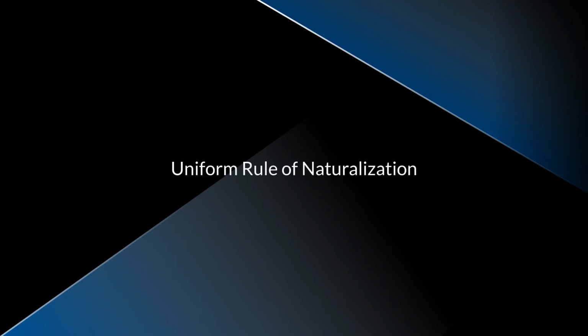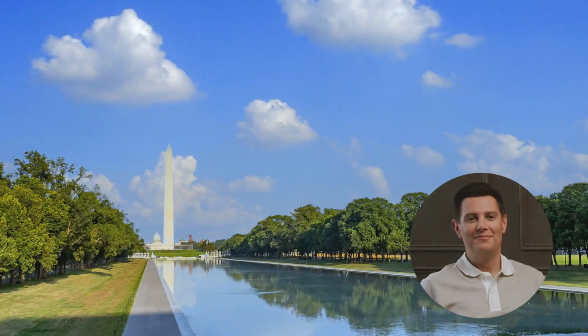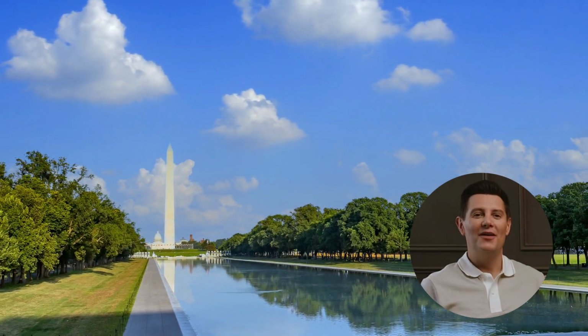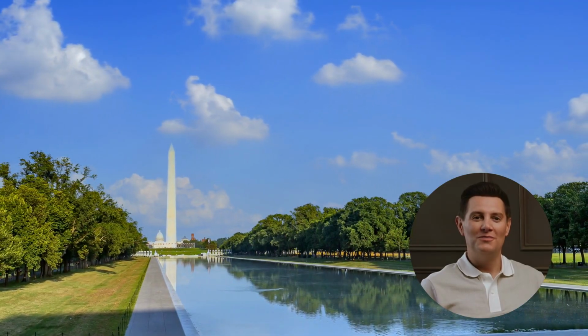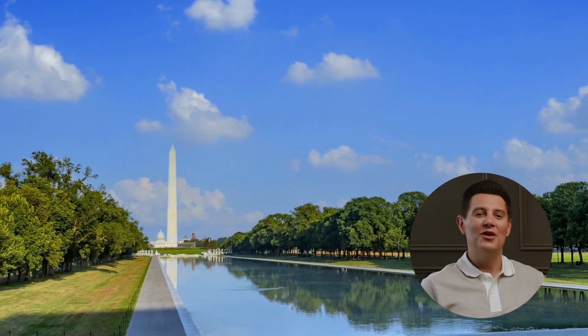Article 1, Section 8 grants Congress the power to establish a uniform rule of naturalization. This is explicit. The founders gave the federal government, specifically Congress, the authority to determine who can become a citizen. But what about who can enter or remain in the country? The Constitution doesn't use the word immigration at all. So where does federal immigration authority come from?